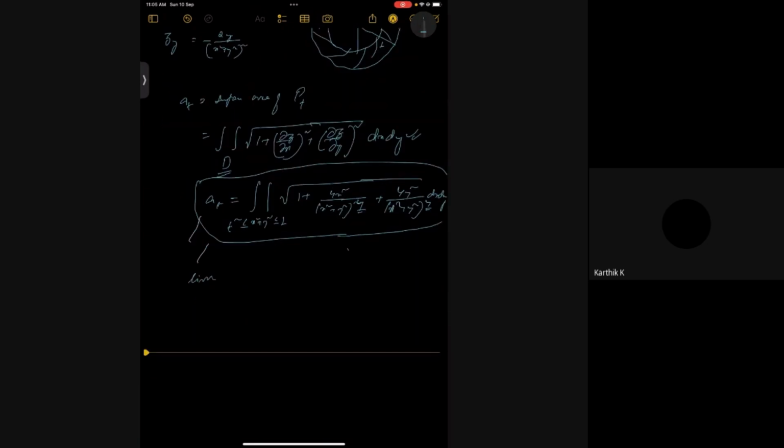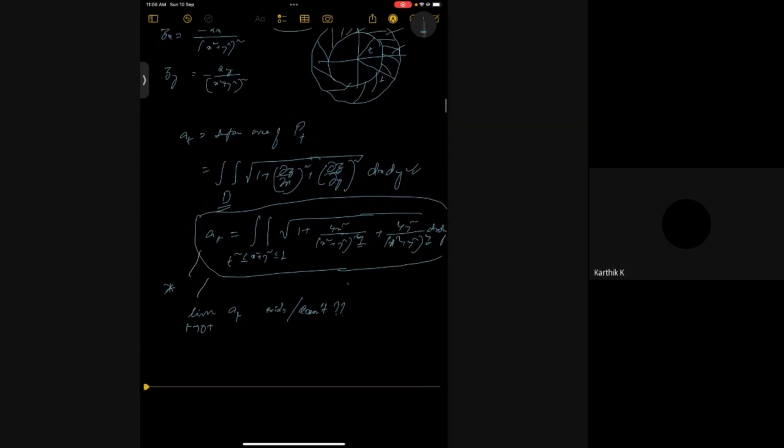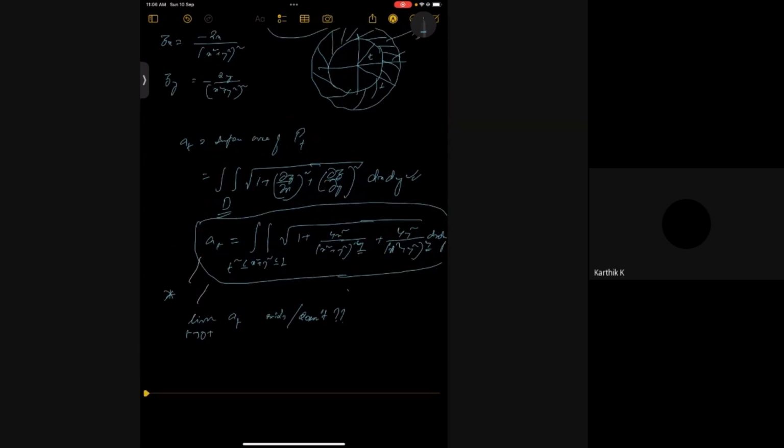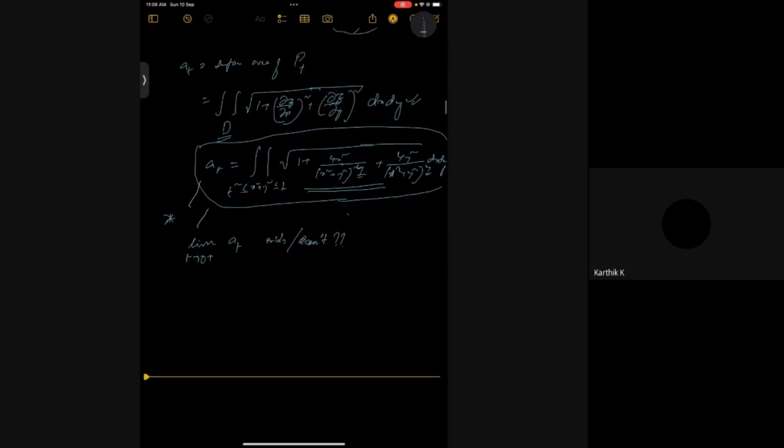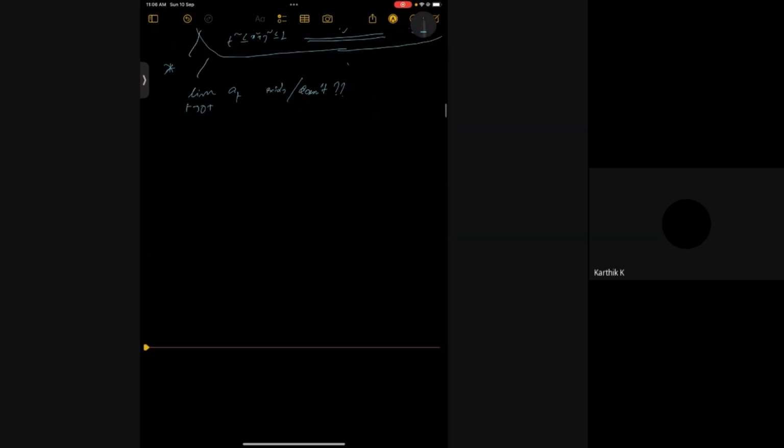Limit of A(t) as t goes to 0 from the positive side: does it exist or not? Here's our question. To do that, we first find the value of this, actually. We just compute this surface area, the actual surface area.